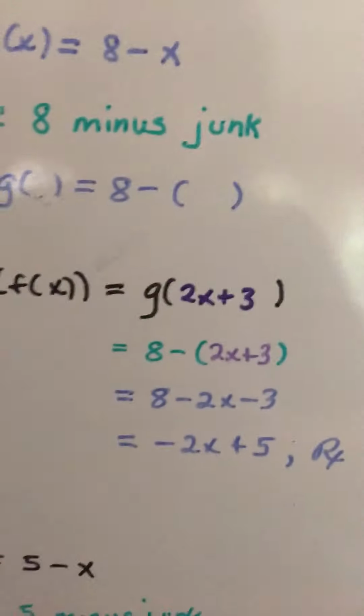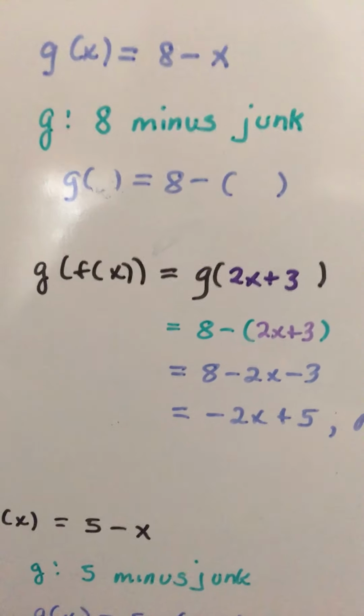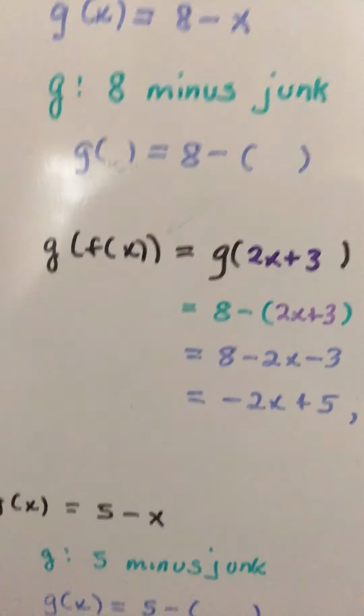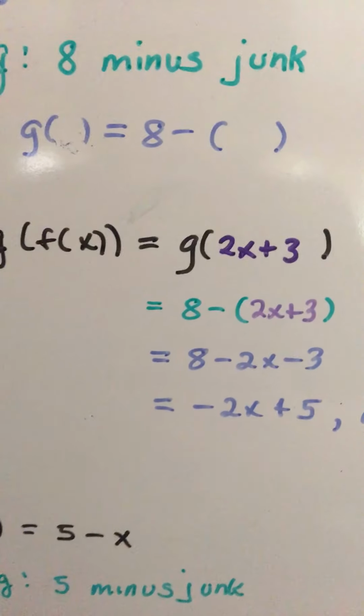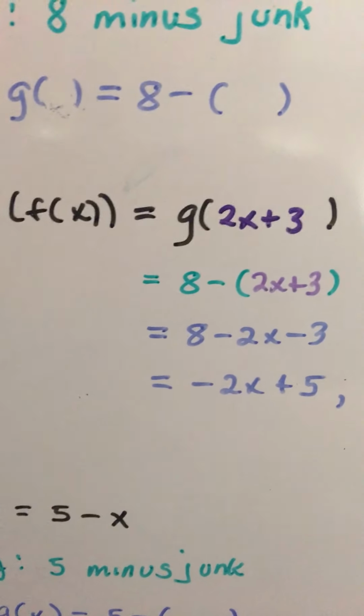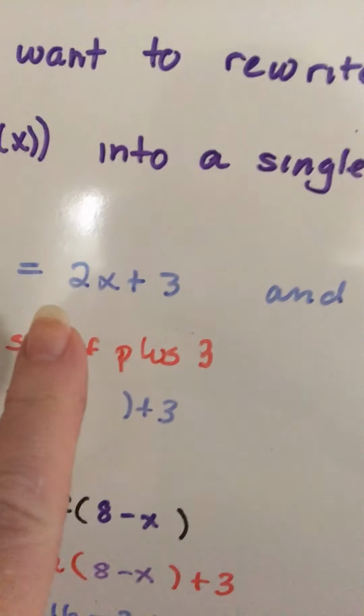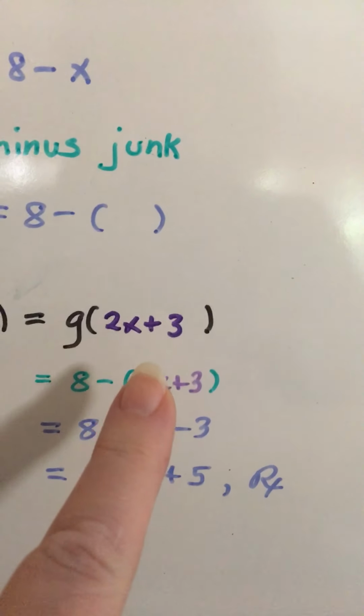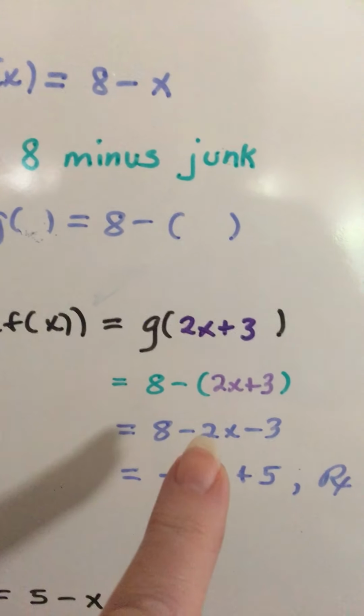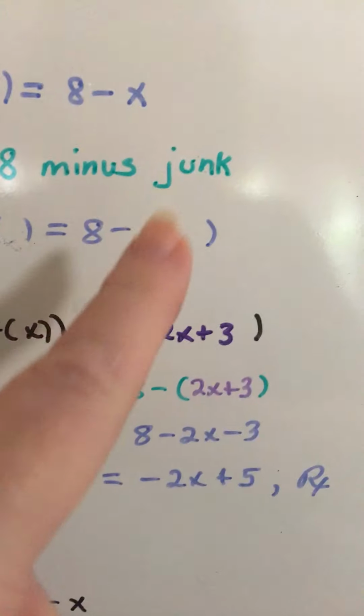Now notice g of f of x is going to be different because these are not inverses. So g of f of x, what would its rule be as a single function? Well, first I need to find f of x. Well, f of x is 2x plus 3. So I insert 2x plus 3. Then I apply g. It says 8 minus junk.